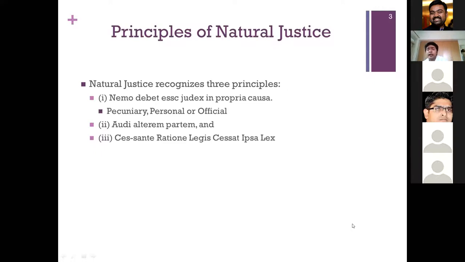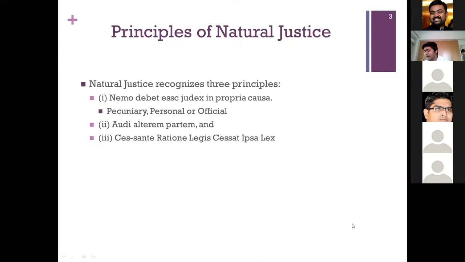So let's quickly summarize the three principles of natural justice. The first is that you cannot be a judge in your own cause: nemo debet esse judex in propria causa. The second principle is audi alteram partem, that you must hear both sides before you decide a judicial case. And the third is cessante ratione legis cessat ipsa lex, that reason is the soul of law. And so therefore your decisions must be speaking orders.